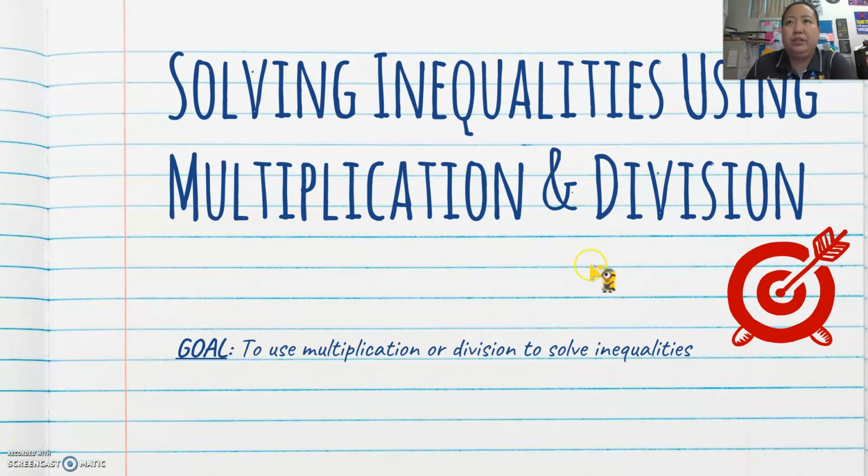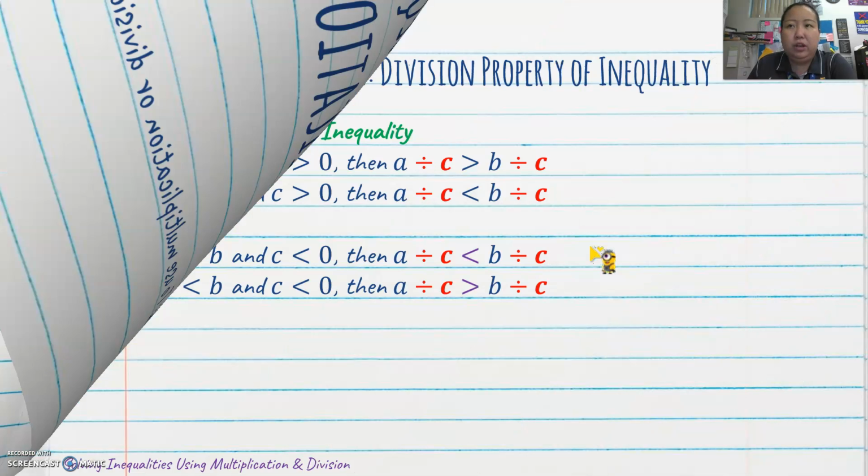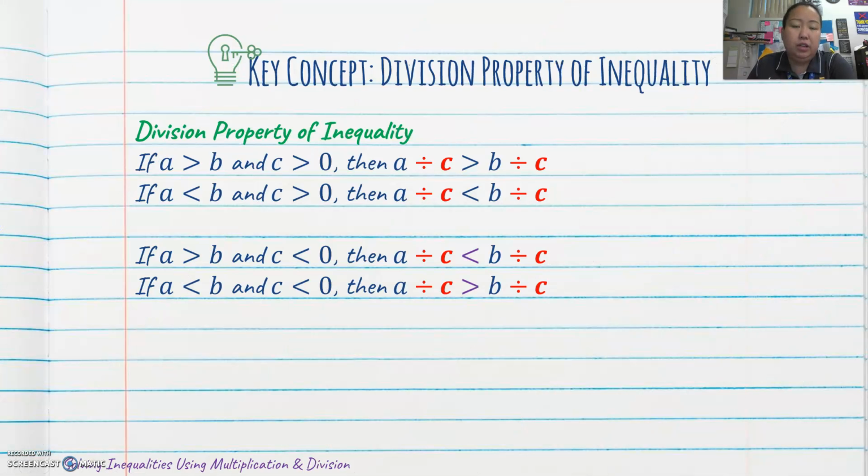Okay, continuing our discussion on solving inequalities with multiplication or division, this time we will be talking about the division property of inequality. The nice thing about the division property and the multiplication property is that they are pretty much the same idea, in such a way that they follow the same rule when it comes to multiplying or dividing positive or negative numbers. Again, just to emphasize.